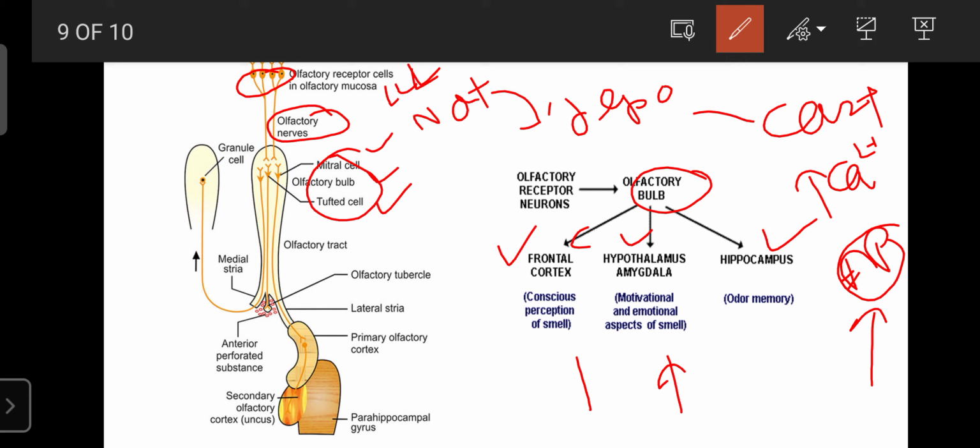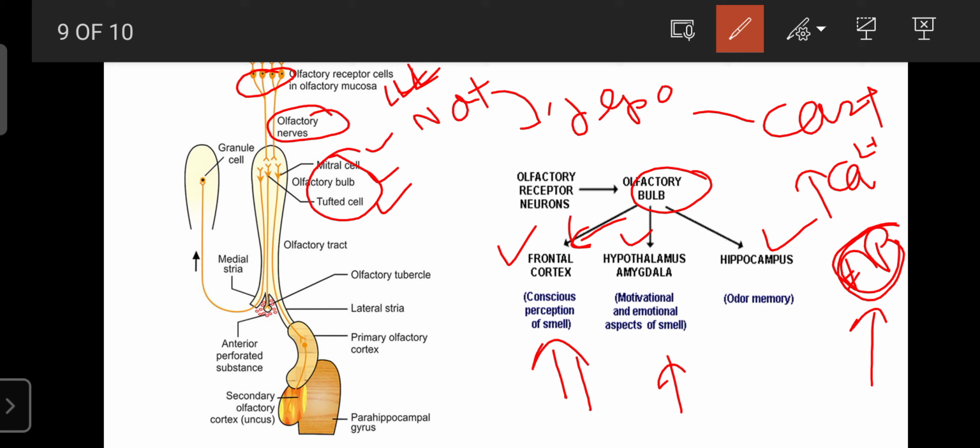Okay, if it is the conscious perception of smell, the action potential that was generated in the receptor cell is transmitted towards the frontal cortex. It consists of the smell center, and it is helpful for the detection and conscious perception of smell.